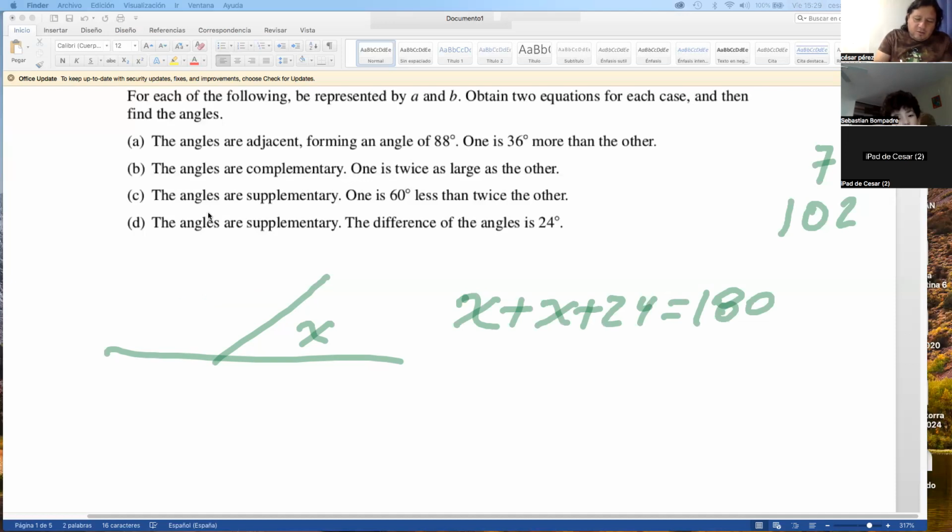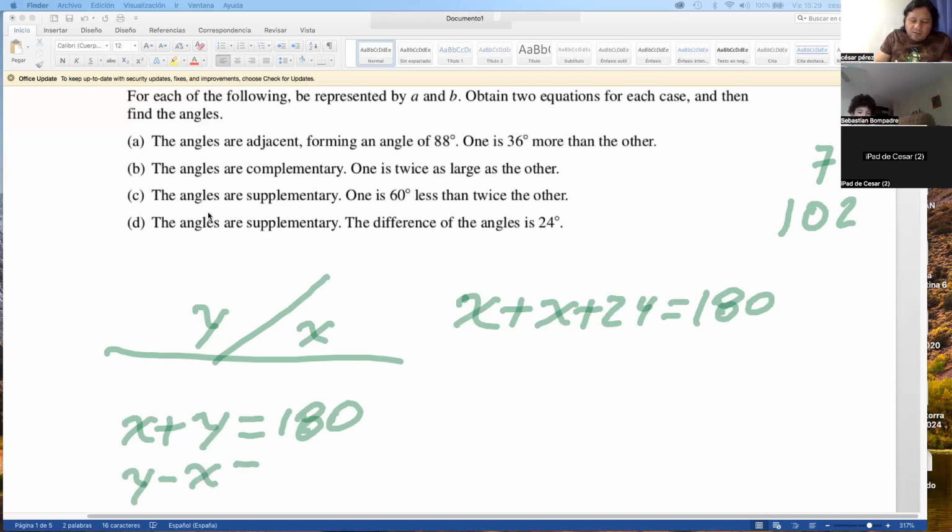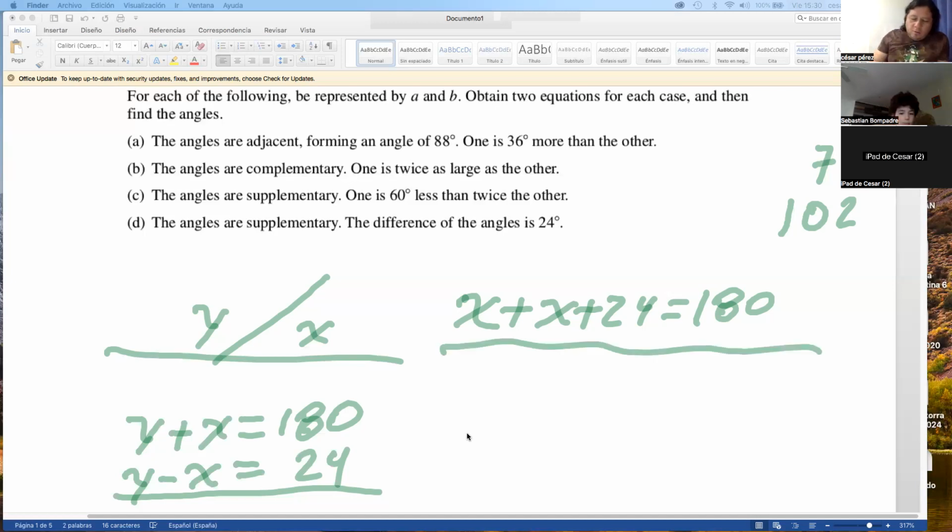Sometimes we make something like this: x plus y equals 180, and y minus x equals 24. Okay, I will write again y plus x. How do we solve this one? This is easier. But how can we solve this one?